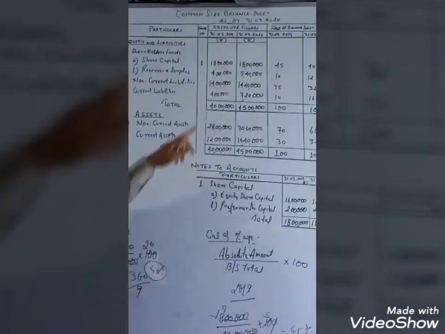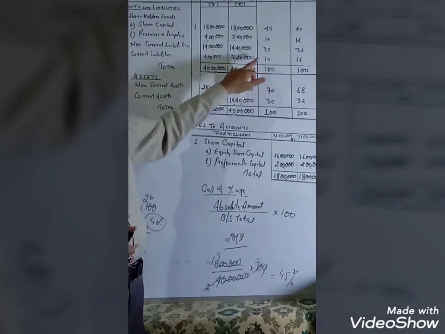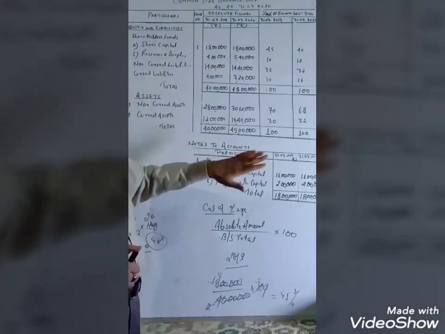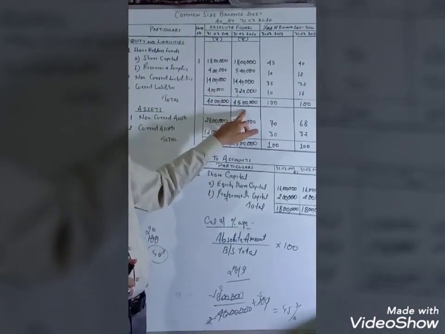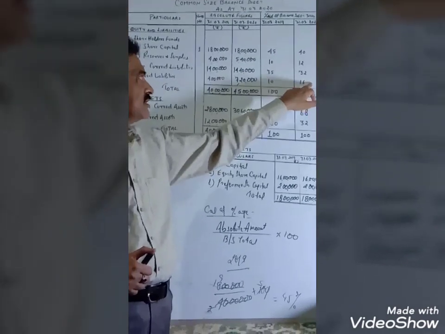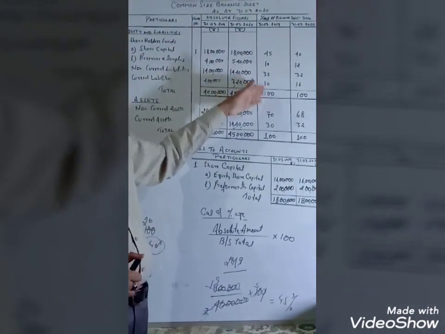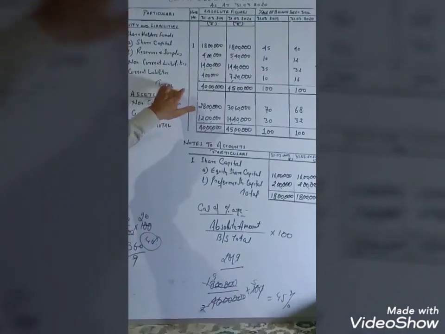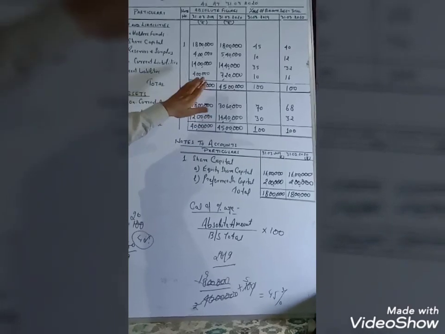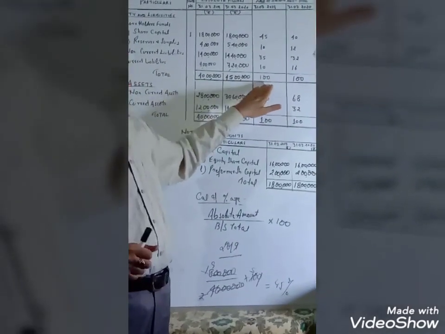Then 4 lakh divided by 40 lakh into 100, we will get 10%, and 7 lakh 20,000 divided by 45 lakh multiplied by 100, we will get 16%. We will make a sum total, and it will always be 100, because we have taken a common factor, the balance sheet total, so it will always be 100 for both the years.